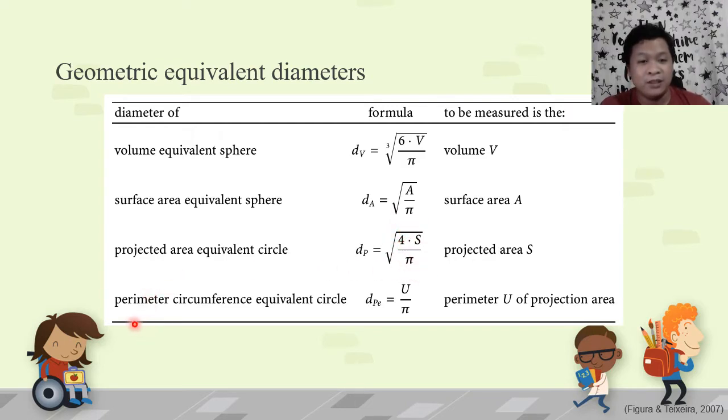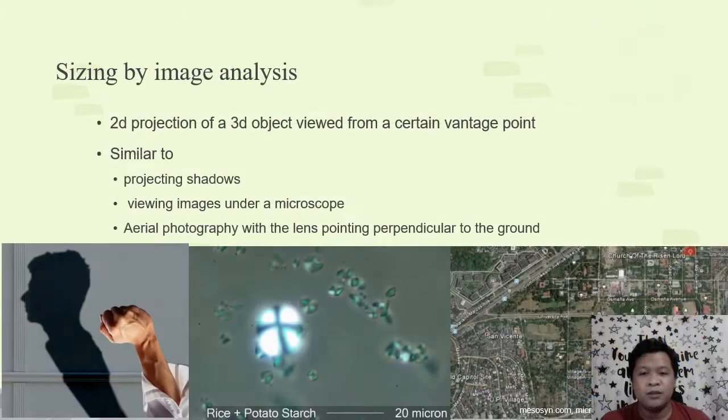And then perimeter circumference equivalent circle, yung diameter naman niya would be equal to U over pi, where U is the perimeter of the projection area. So we'll discuss projected area in a while. Simple lang naman yung konsepto ng projection, no? You have a 3D object and you shine light onto it, onto a flat surface, and it would create a two-dimensional shadow. And yung two-dimensional shadow na yun yung pinaka-projection mo. And yung dimensions doon yung mini-measure mo.